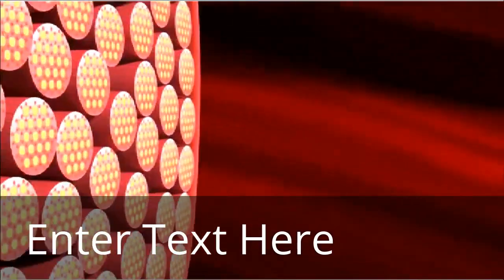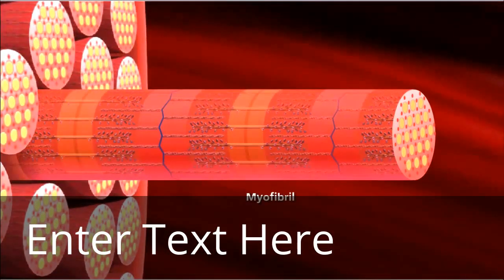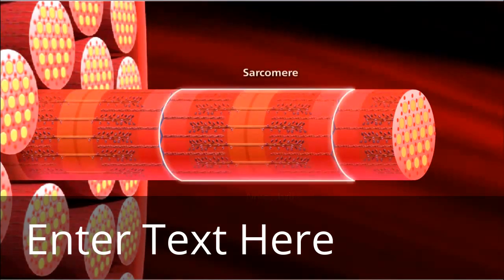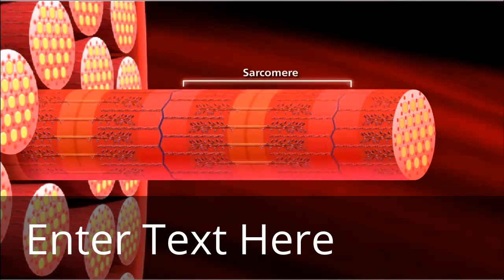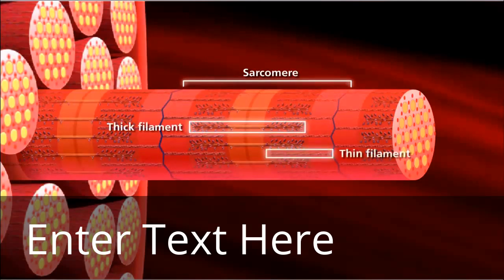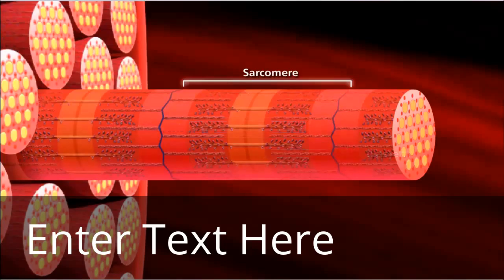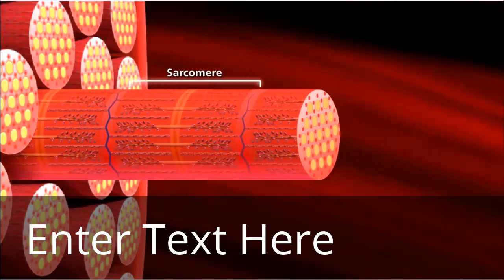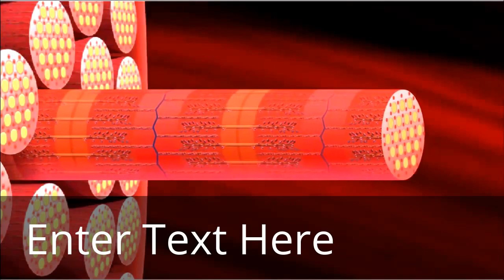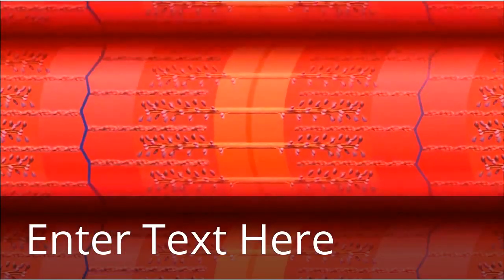Inside of the bundle you'll see individual fibers called myofibrils, and on the myofibril there are individual parts called the sarcomere, which are the actual contractile units of the myofibril. And inside the myofibril you'll see thick filaments and thin filaments. The thick filaments and the thin filaments work together in order to get a contraction.